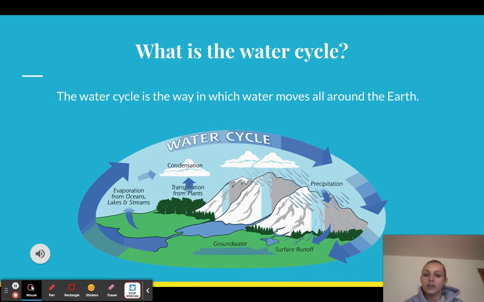What is the water cycle? Earth's water is always in movement. The water cycle is the way in which water moves all around the Earth, through land, underground, the ocean, and even through the atmosphere. The water follows the same path and the cycle never stops. The water is always changing states between liquid, vapor, and ice. The water cycle is also known as the hydraulic cycle.